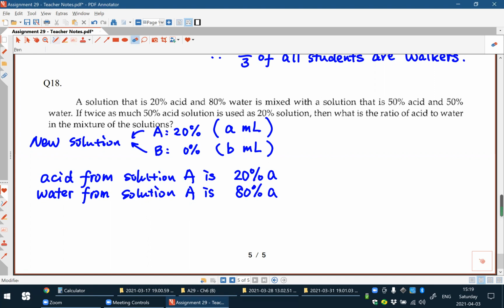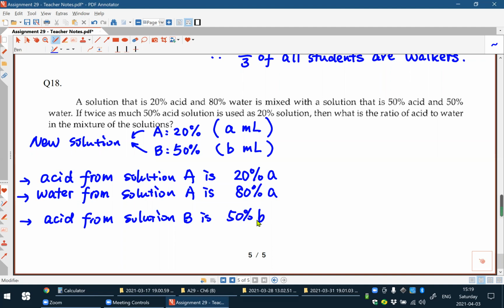Sorry, I made a mistake. Since the type B solution should be 50% acid. And we also know that the acid from solution B is how many? That should be 50% B, right? Because if you use B milliliters in total, the acid from solution B is 50% of B.